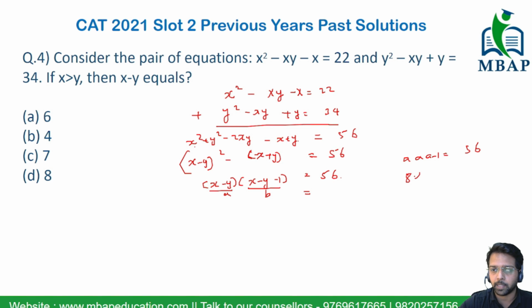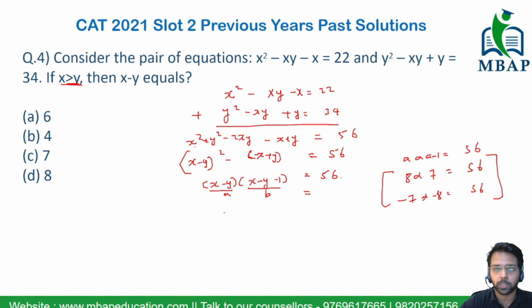One of them could be 8 into 7, which is 56. The second could be minus 7 into minus 8, which is also 56. These are the only two possible solutions for x minus y into x minus y minus 1. Now certainly it has also been given to you that x is more than y.